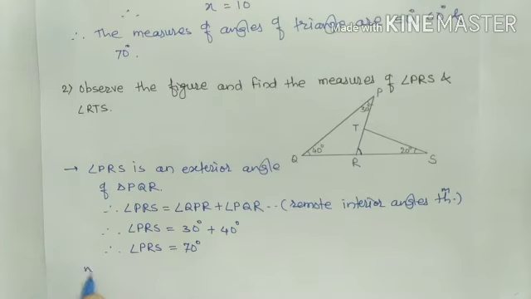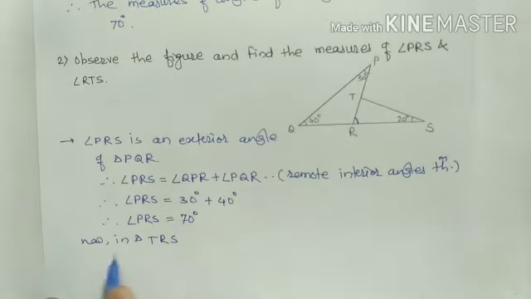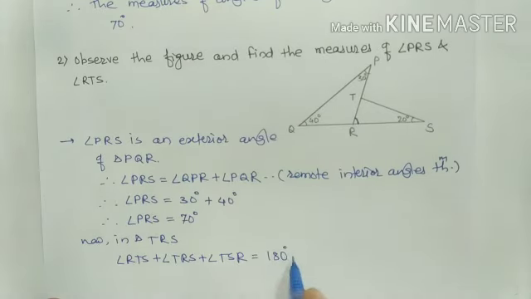Now in triangle TRS, see in the figure, angle RTS plus angle TRS plus angle TSR equals 180 degrees, by the angle sum property of triangle.